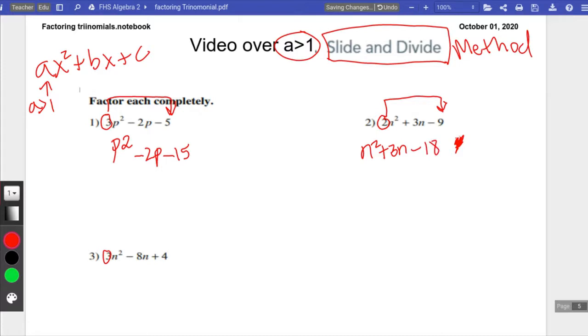All right, same thing here. You're going to slide the 3 over. So you have your n squared minus 8n, but 3 times 4 should be plus 12. You with me? All right, let's go back here.